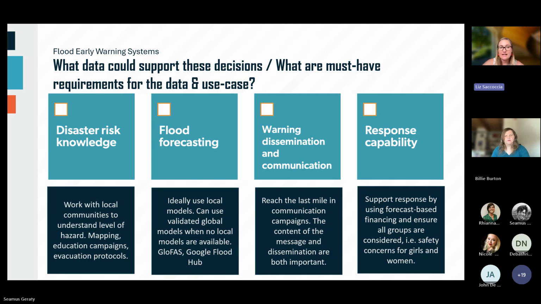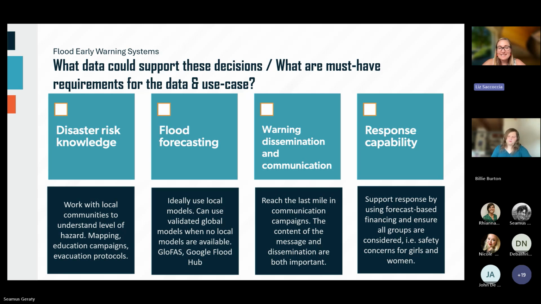dangers of flooding. So the next step is the actual flood forecasting, and local models are often going to be the strongest. Local validated models are going to be very strong, but we can also support these local models with global models where they're not available, or to see more upstream or more upwind than a local model will cover. So 2 examples of those are GLOFAS or Google Flood Hub.